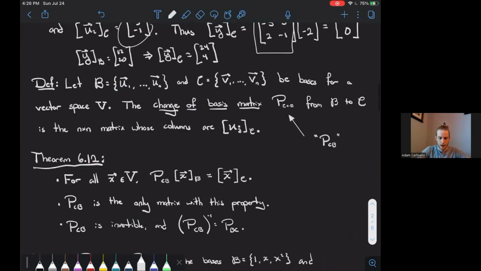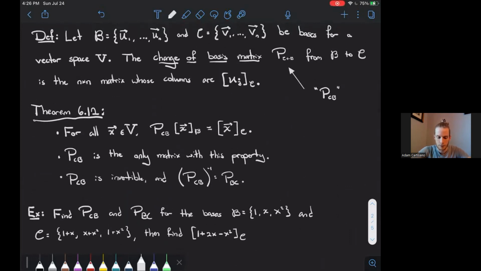Okay, so let B and C be bases for a vector space V. Then the change of basis matrix, which is like P with a subscript of C and then a backwards arrow and then B, is the change of basis matrix from B to C. That is the n by n matrix whose columns are the coordinate vectors of u_j, the basis vectors inside of B, with respect to the basis C. Okay, I will be writing that as P_CB because I'm not going to draw the arrow down there every time, and I'm not even going to use fancy script letters. Nobody has time for that.